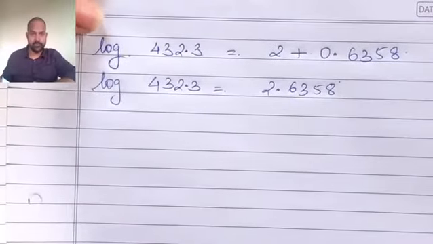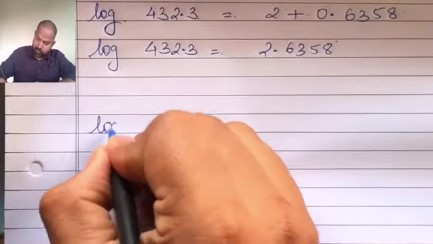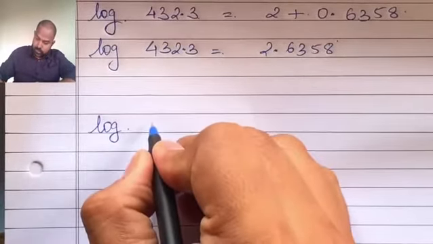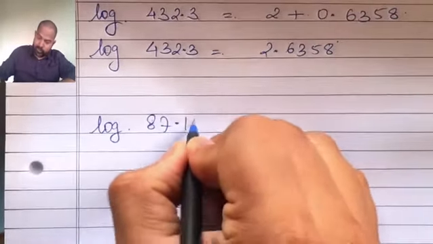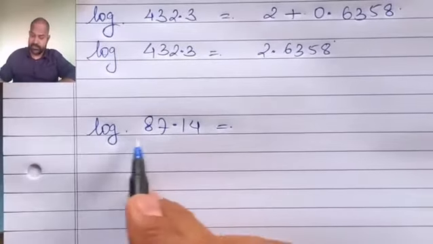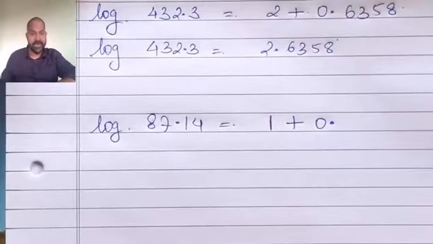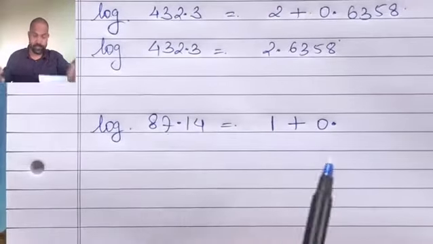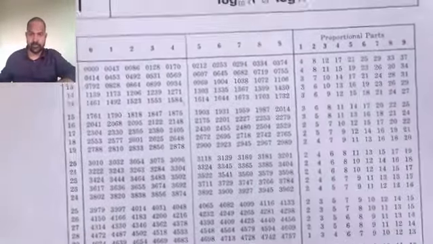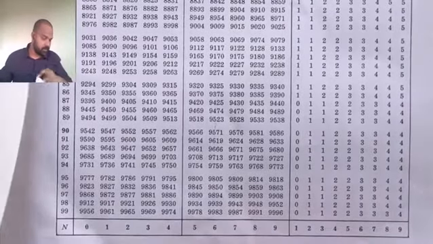Let's take one more. If I take another random number, let's say I am asking you to find the log of 87.14. You will say 87. So 2 places before the decimal, minus 1 is 1, plus 0.8714. In 87, I have to look for 1. In that, I have to look for 4. 87 will be on the second page. So in 87, I have to look for 1.